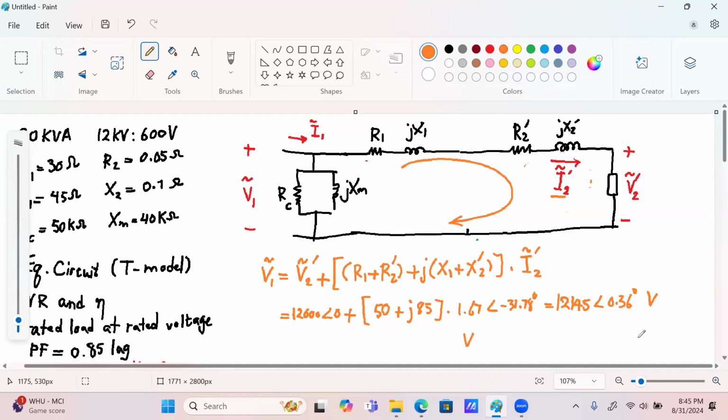And if you do voltage regulation, you will have the magnitude 12,145 minus the rated voltage on the secondary side, referred to the primary, of course, 12,000, divided by 12,000. This will be 0.012, or multiplied by 100 and you can get 1.2%.